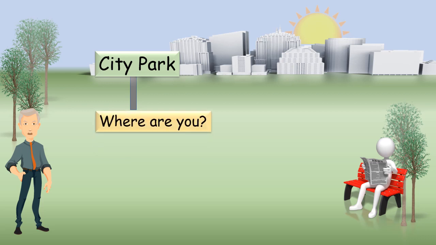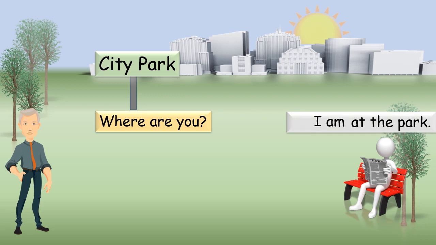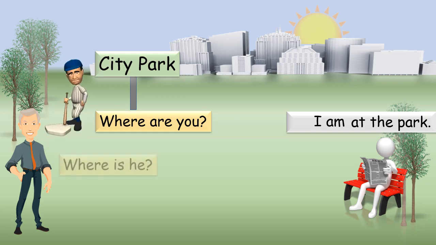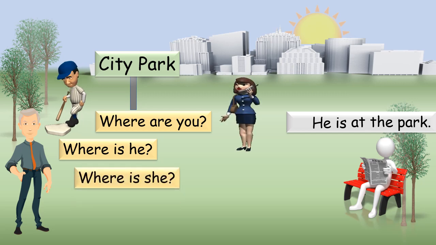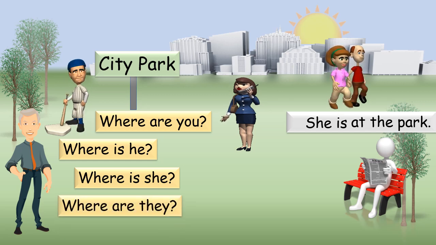Where are you? I am at the park. It's present tense. Where is he? He is at the park. Where is she? She is at the park. Where are they? They are at the park.